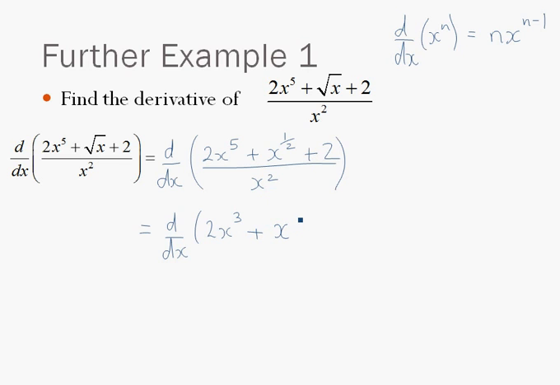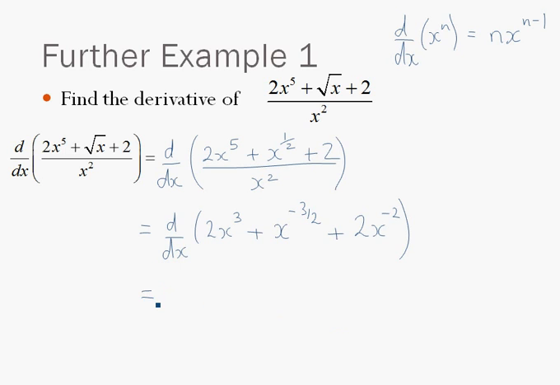Using that again here, we get x to the half minus 2, which is minus 1.5 or minus 3 over 2, as I prefer to write it. And 2 divided by x squared is 2x to the minus 2. And now that's the preparation over. I haven't done any differentiation yet, just prepared it. So now what I can do is differentiate each term individually.